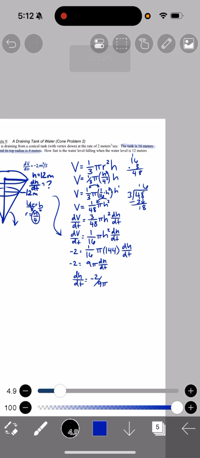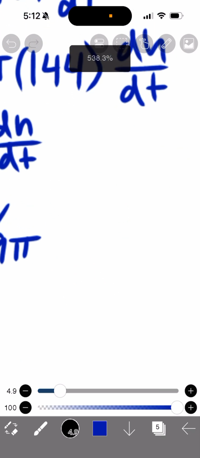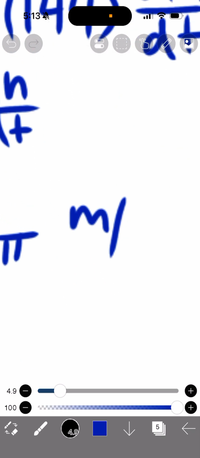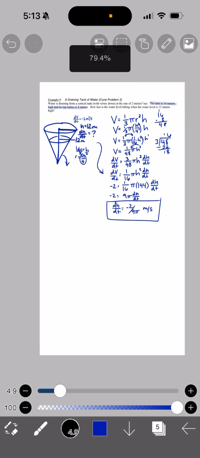And then we have to add our units. So if it was volume, it would be cubed. If it was area, it would be squared. But if it's just one variable like height or radius or something changing, it's just going to be meters per second, or whatever unit of time and unit of distance you have. So this is meters per second. -2 over 9 meters per second.